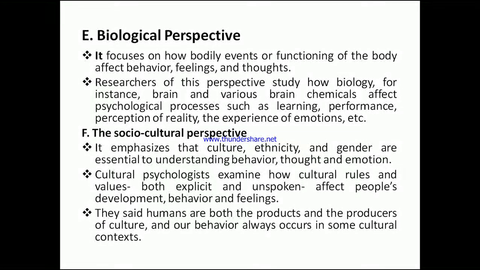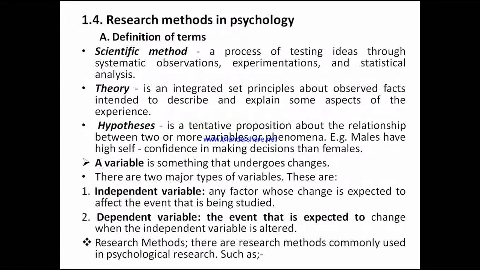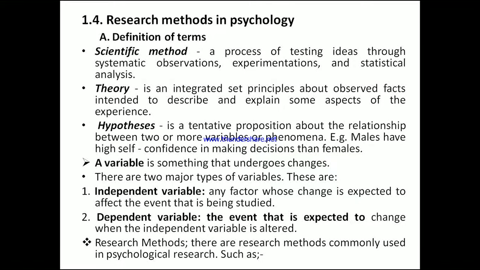When we come to the socio-cultural perspective, it emphasizes how culture, ethnicity, and gender influence our behavior. Cultural psychologists examine how cultural rules and values, both explicit and unspoken, affect people's development, behavior, and feeling. They say humans are both the product and the producer of the culture, and our behavior always occurs in some cultural context. What are the research methods here?